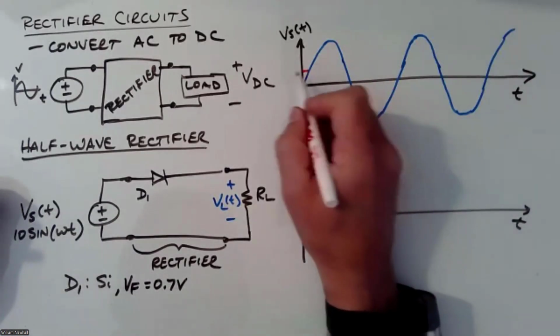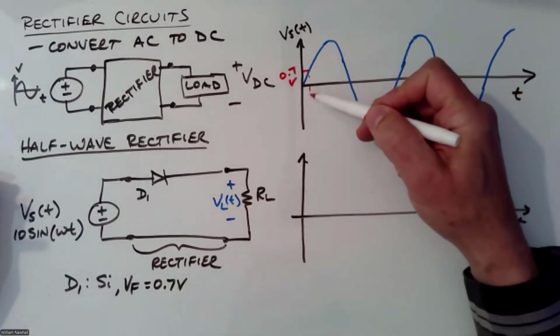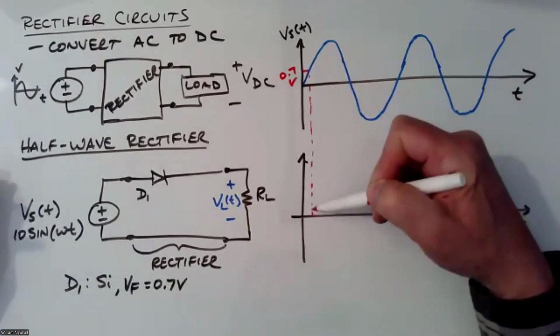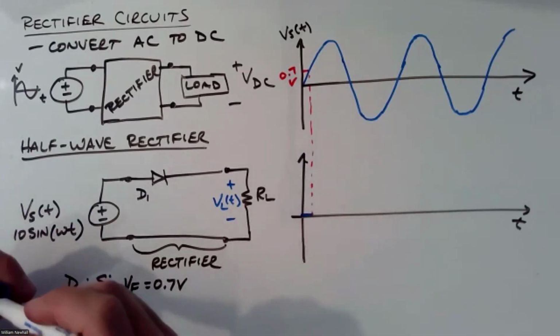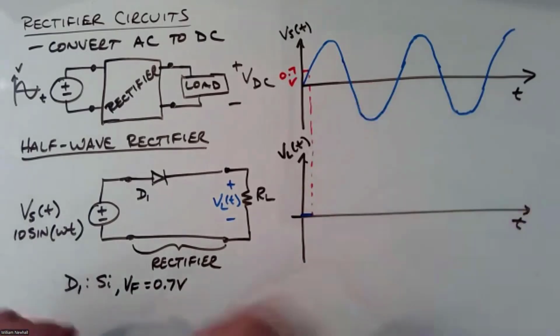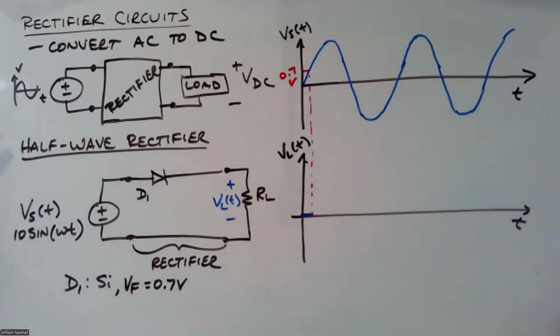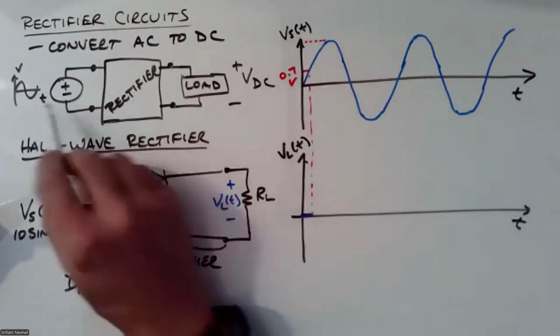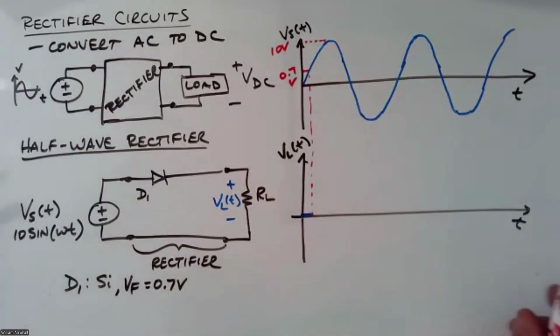So if I say this is 0.7 volts here, and come down, then I have no current, so I have no voltage. This is V sub L. Right, I have no voltage, so VL is 0 until the source voltage equals 0.7 volts. And then this source voltage is going to increase until it peaks out at 10 volts.